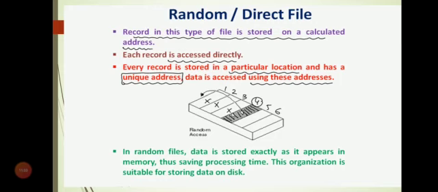A record in this type of file is stored at a calculated address. Each record is accessed directly, and every record is stored in a particular location and has a unique address. Data is accessed using these addresses. In random files, data is stored exactly as it appears in memory, thus saving processing time. This organization is suitable for storing data on disk.